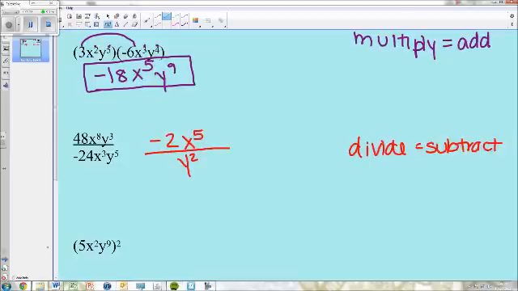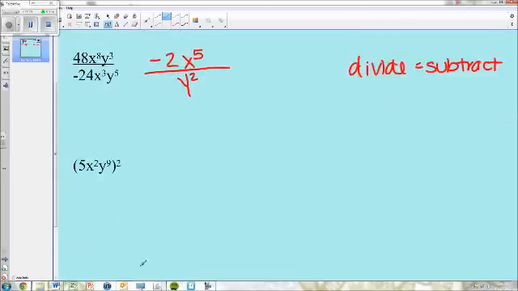My last problem is a little more complicated, and there's actually two ways that you can do this. The first way, we have 5x squared, y to the ninth, and all of that is squared. If you'll remember from what we talked about in class today, there's an imaginary 1 right here. That's the exponent in front of this 5. And I can distribute this 2 to all of these exponents here, which means I'm going to multiply it.